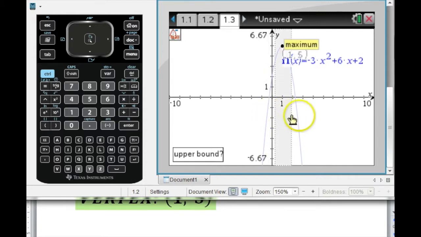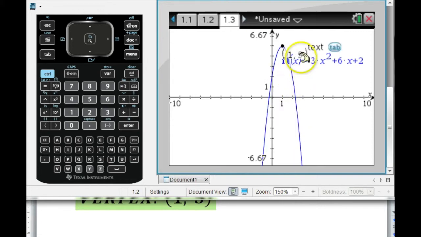Now it says upper bound. Notice whenever I move this, my cursor creates the shaded-in area. The computer is going to analyze this graph. Anywhere that it's shaded in, it will analyze the very maximum point in between that shaded-in portion. So as long as we cover the vertex with that, we should be fine. Anywhere over here would be okay, and then we just click it there.